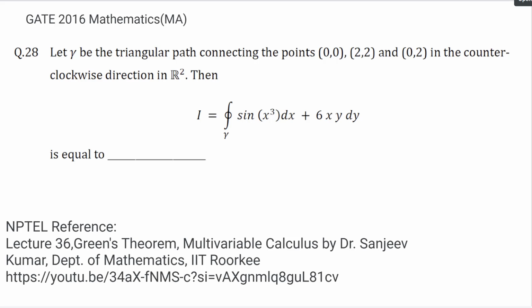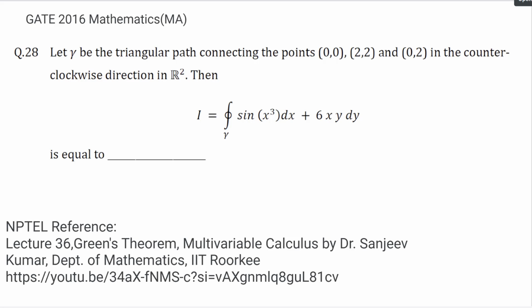The problem is from the GATE 2016 mathematics paper, question number 28. The problem given is: let gamma be the triangular path connecting the points (0, 0), (2, 2) and (0, 2) in the counterclockwise direction in R squared. Then I, the closed-curve integral over gamma of sin x cube dx plus 6xy dy, is equal to dash.